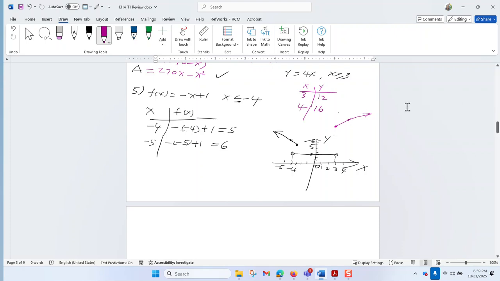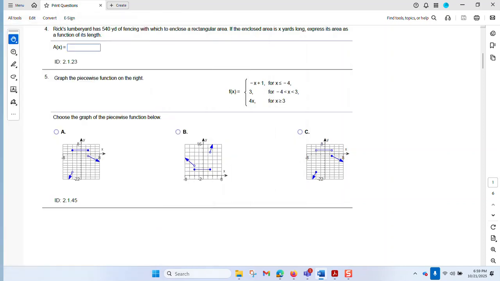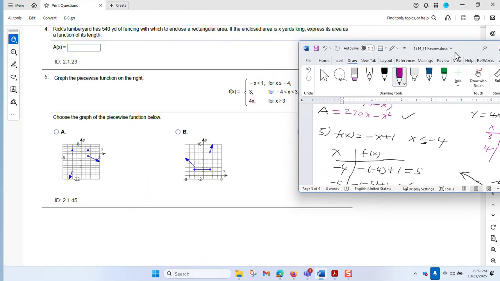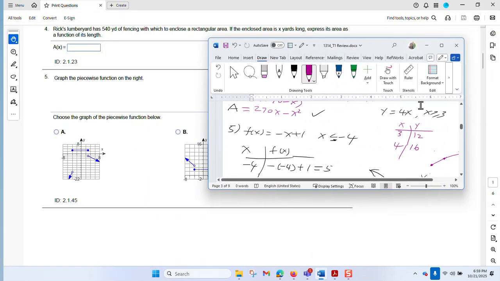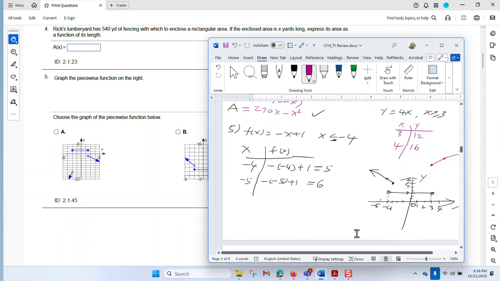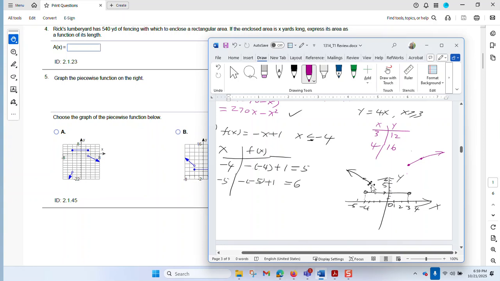All right, and then after I graph this one right here, I can go choose to see which one looks similar to this one. Apparently the first one doesn't look right. This one is going down, this one going down. So I should have both going up that way. So apparently this one is wrong.